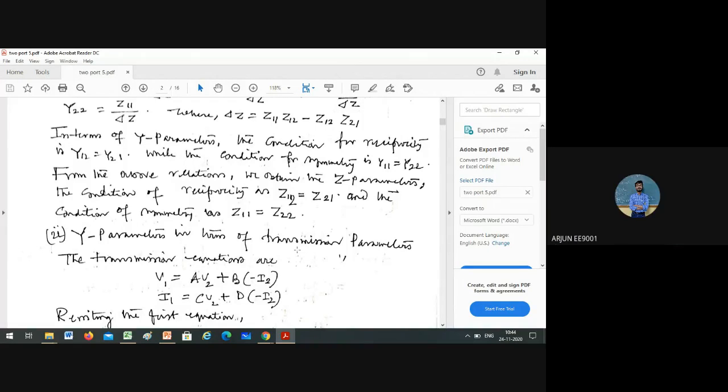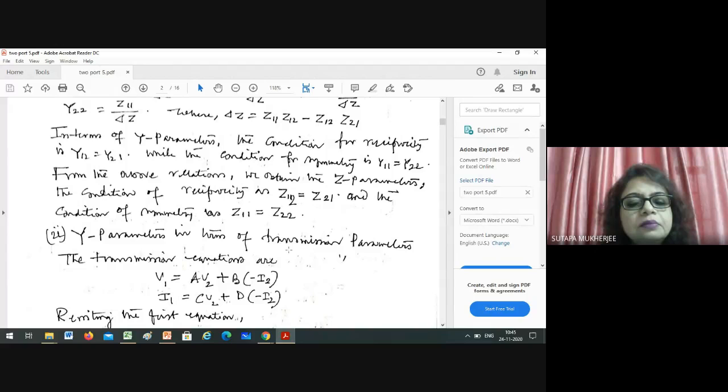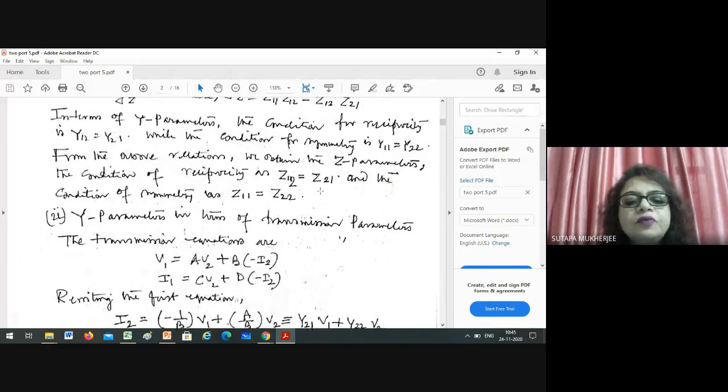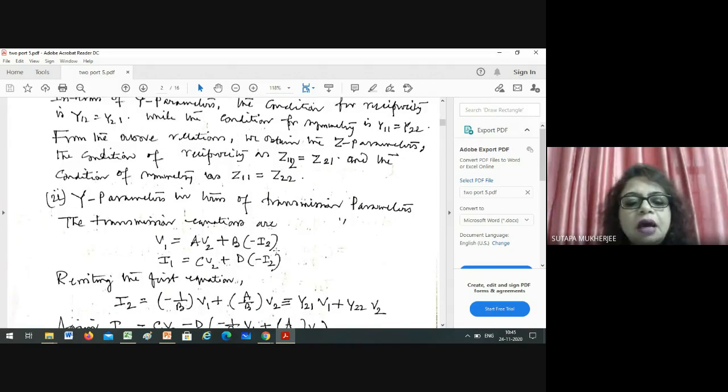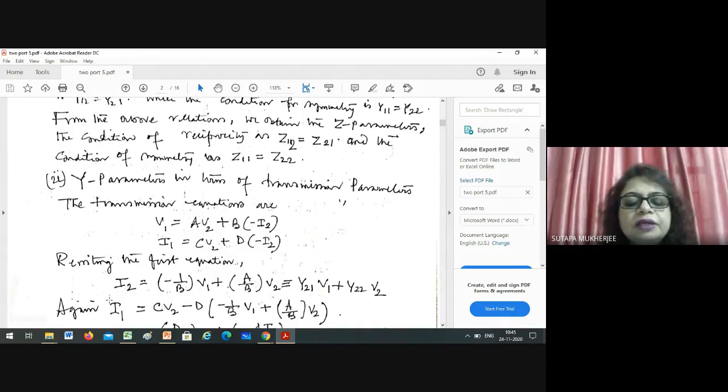Yes, ma'am. V1, I1 equal to a function of V2, minus I2. On the basis of that, we are getting V1 equal to A V2 plus B of minus I2, and I1 equal to C V2 plus D of minus I2. Now, if you rewrite the equation, I2 will be what? Minus 1 by B V1 plus A by B V2.